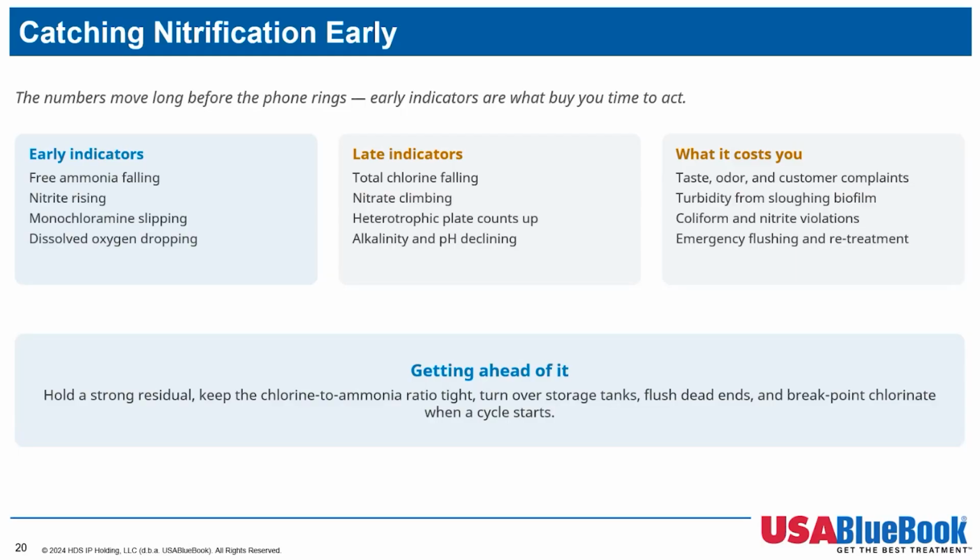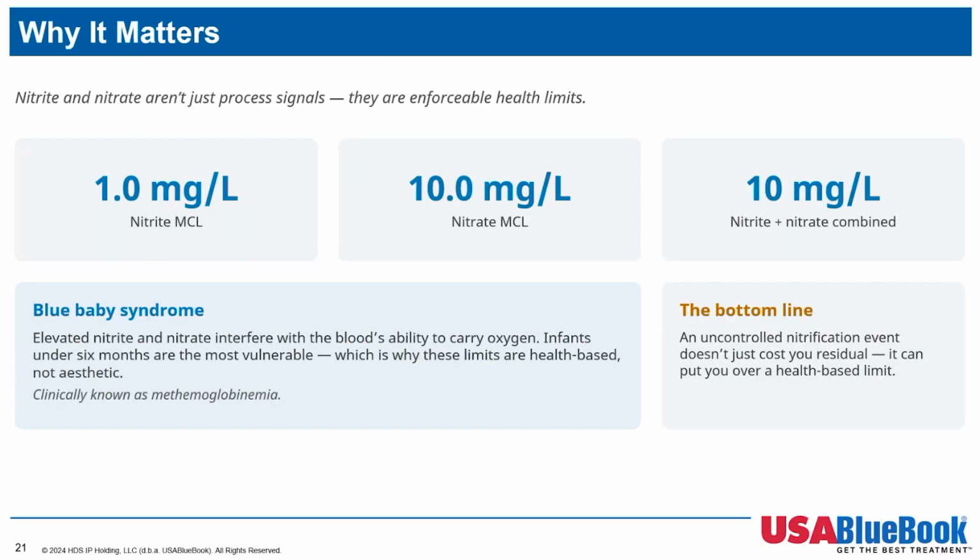And on the next slide, there's a hard regulatory line under all of this. Now, this is genuinely a health limit, not an aesthetic one. Nitrite at 1, nitrate at 10 milligrams per liter. And what's behind those numbers is that both interfere with the blood's ability to carry oxygen. Infants under 6 months are the particularly vulnerable group, what people still call blue baby syndrome. And I'll take volunteers to offer the correct pronunciation of the medical term for this.